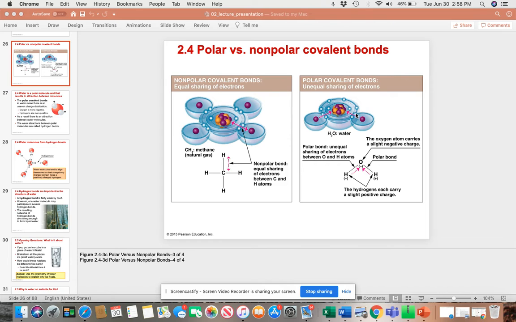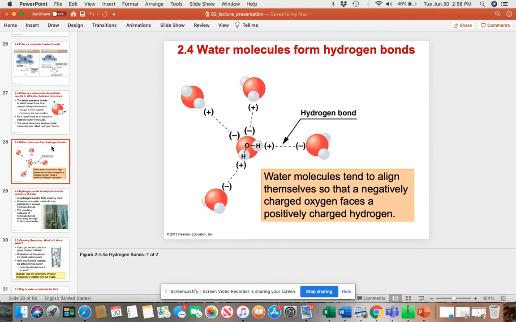electrons tend to be pulled closer to oxygen. What that does is that it creates a partial negative charge on the oxygen element and partial positive charges on the hydrogen elements, making water a polar compound. Now, what this does is that it gives water its unique features.